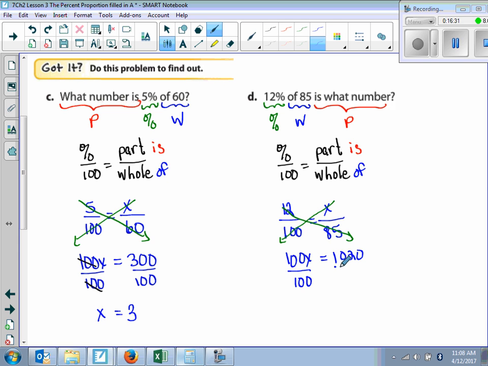And then to get the x by itself, we're going to divide both sides by 100. So here, the hundreds will cancel, leaving x by itself. So x is equal to 10.2. We didn't even need a calculator for that, right? Because we're dividing by 100, you just move the decimal 2 places to the left. Very good. So that's 10.2. Do I put a label on it? No, you don't need a label on this because you're solving for the part.